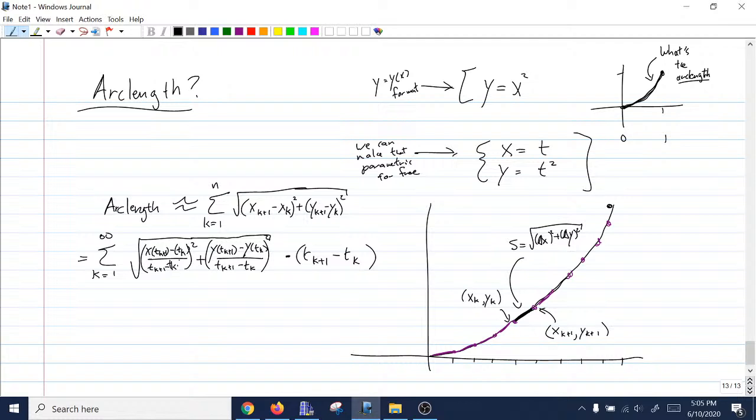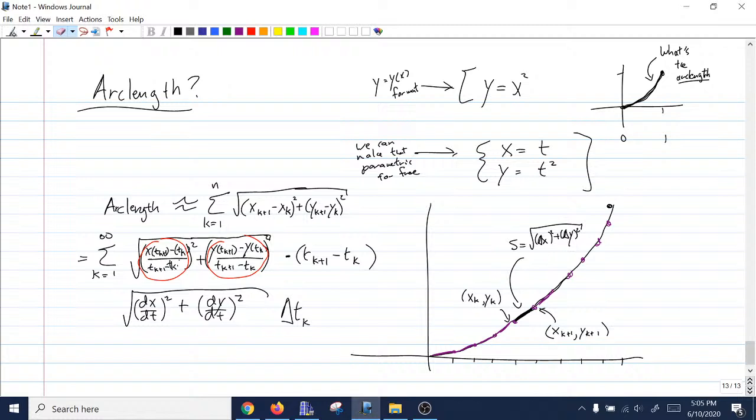If you think about the mean value theorem, if x is a differentiable function of t, and if y is a differentiable function of t, this thing is going to equal dx dt at some point. This is some point between tk plus 1 and tk. This is going to equal dy dt at some point. It sucks that they're not quite the same point. If they were at the exact same point, this would be an integral right now.